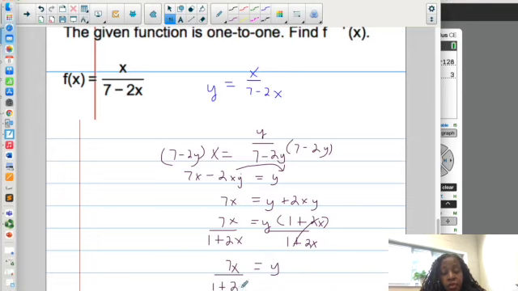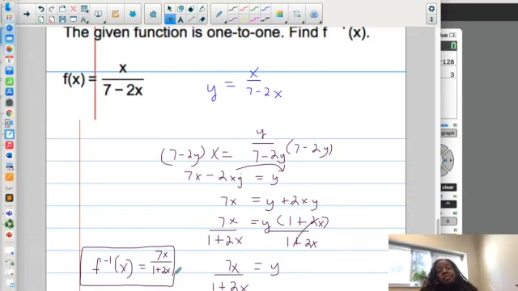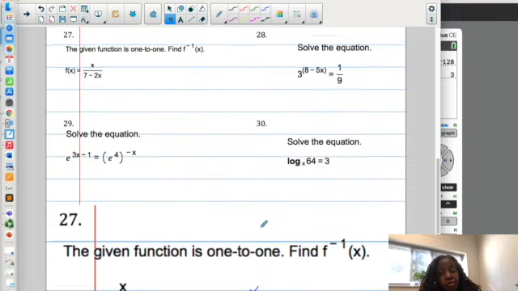And in proper form, our inverse would be f to the negative 1 of x is equal to this answer, 7x over 1 plus 2x. And that's all there is to find the inverse. 4 steps. Rewrite the function, interchange x and y, solve for y, and then rewrite it with f to the negative 1 of x. Not too terrible, I hope.